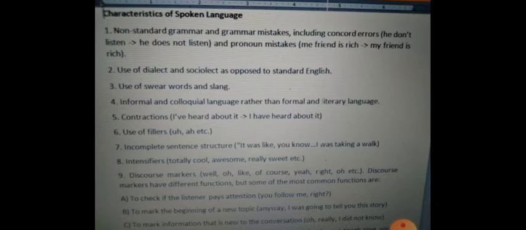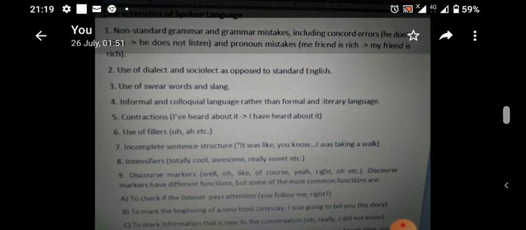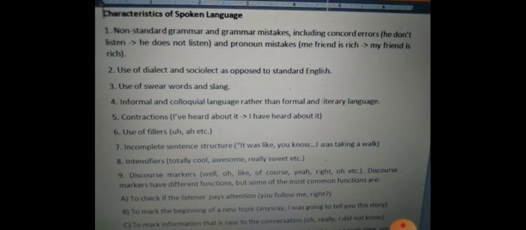And then there would be incomplete sentence structures in spoken language. Some incomplete structures indicate that the context is already clear or taken for granted for the listener, and the rest of the sentence would be understood even if it is not declared explicitly. For example, "It was like, I was taking a walk." Here the first structure is incomplete. And the next feature of spoken language is the use of intensifiers.